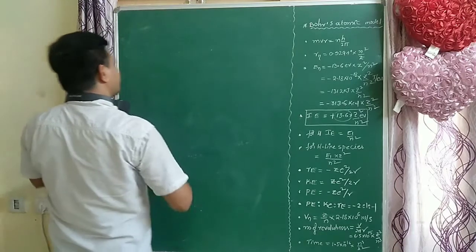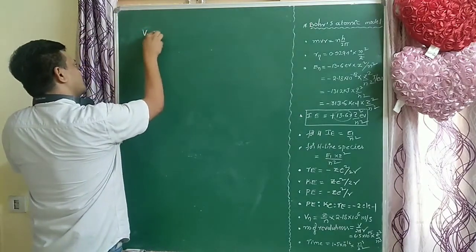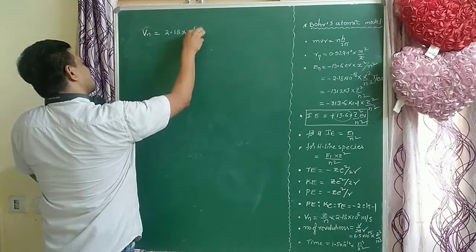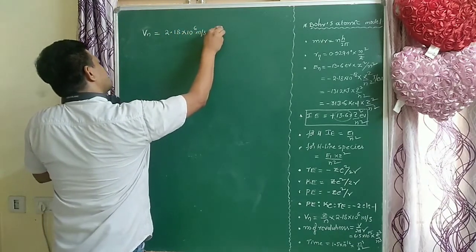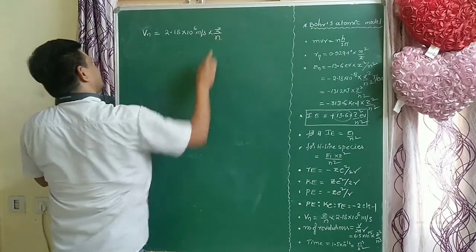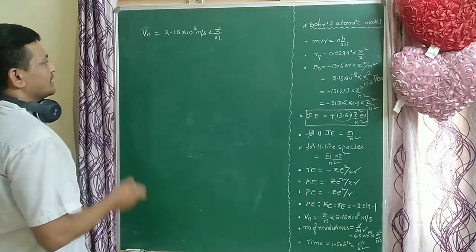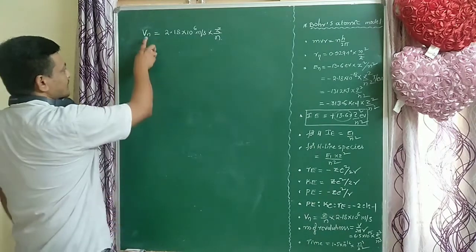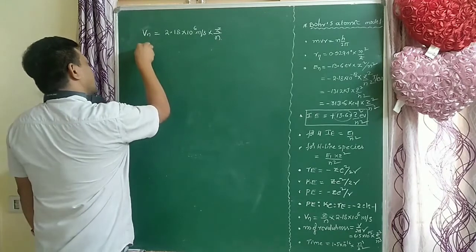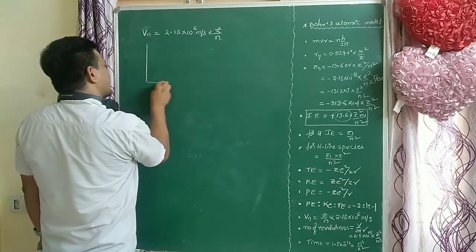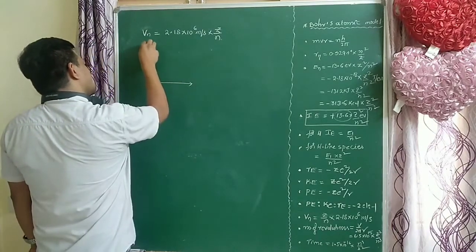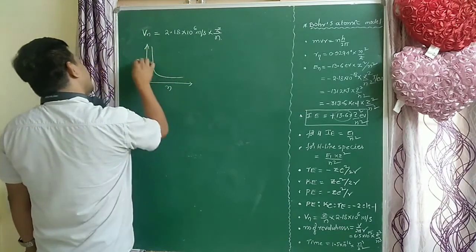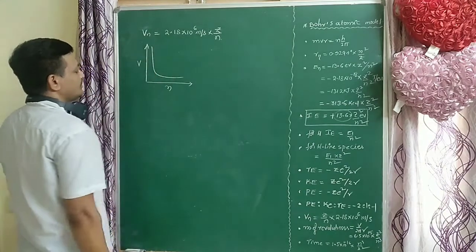Velocity of the orbit Vn equals 2.18 into 10 power 6 meter per second into Z by n. So what is the relation between velocity and orbit number n? That is an inverse relation. So as n value increases for a particular atom, velocity decreases. This is a very, very important graph.